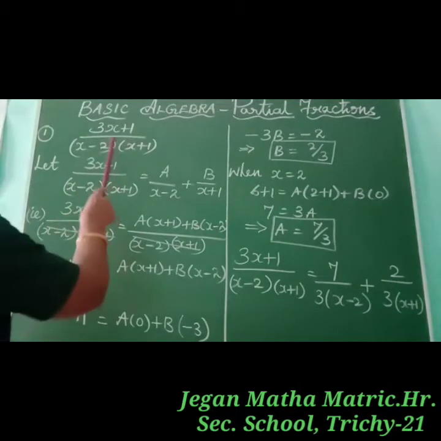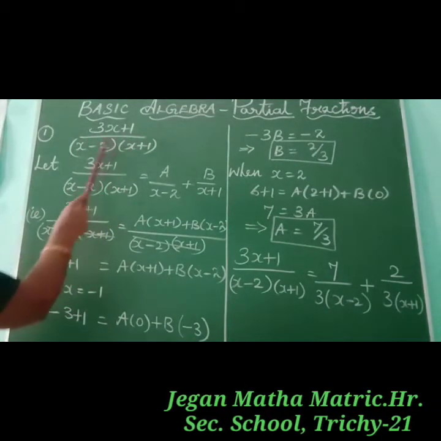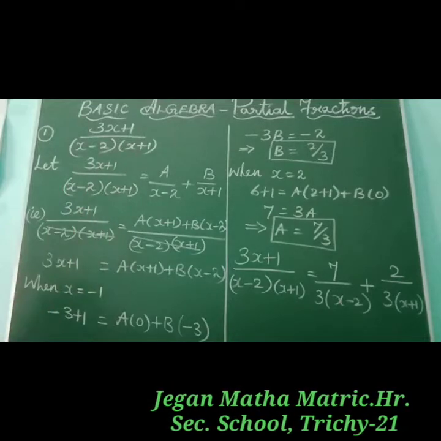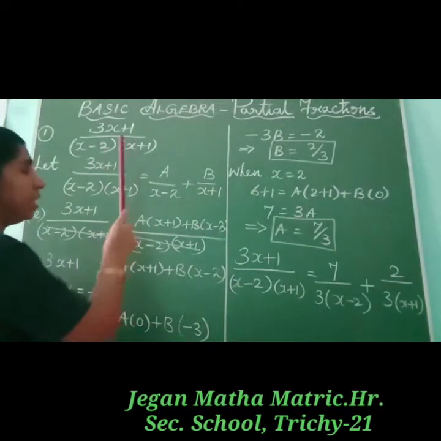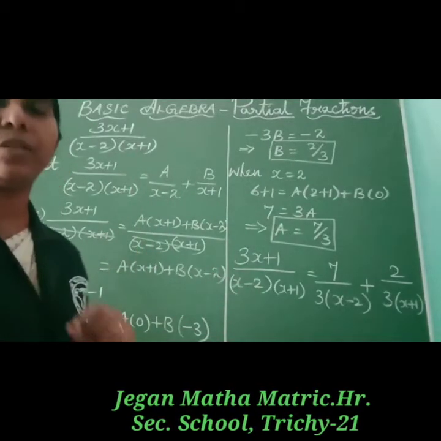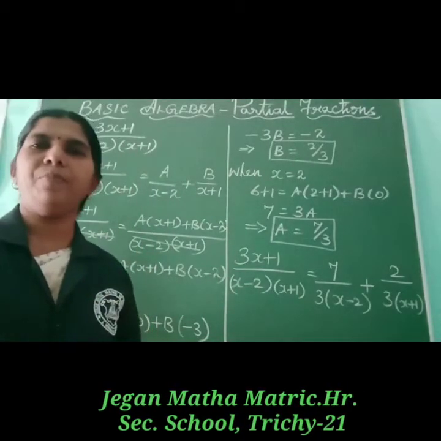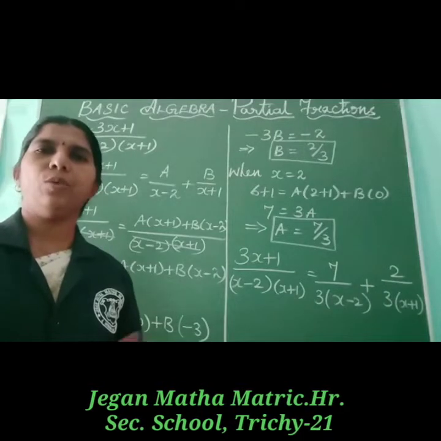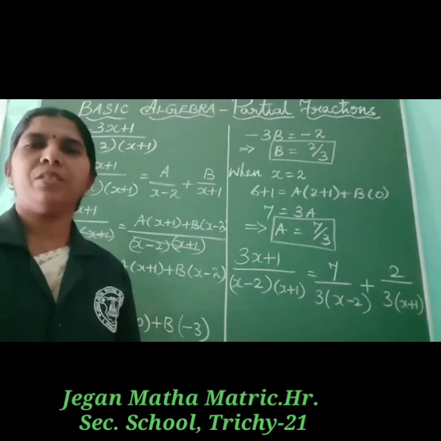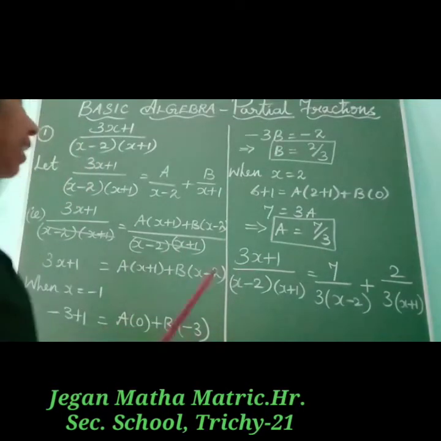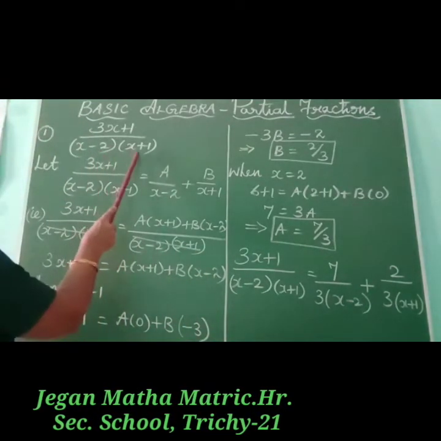Here the question is (3x + 1) divided by (x - 2)(x + 1). Always we have to factorize the denominator. If it is given in quadratic form or cubic form, we have to factorize into linear factors or quadratic factors. Then only we can solve the sum. In this question, it is directly factorized.